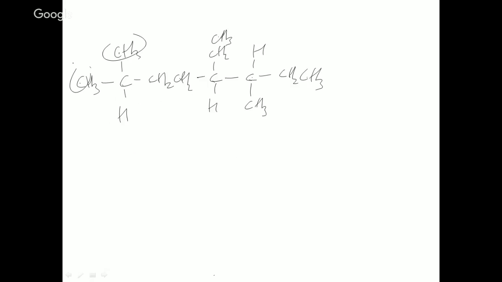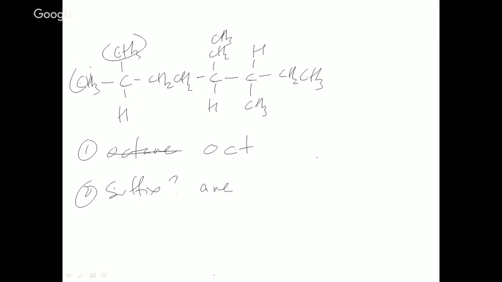Well, the first question is octane. That's the longest. They call it oct. The suffix is ane. It's going to be ane, but it's oct. That is the longest carbon chain, that's the parent. Since we're doing alkanes, the suffix is just ane. So we got our octane.